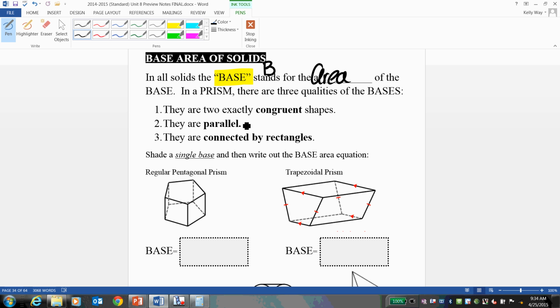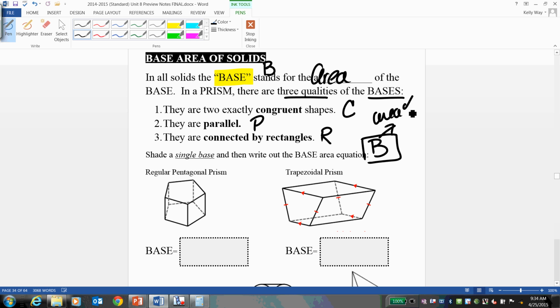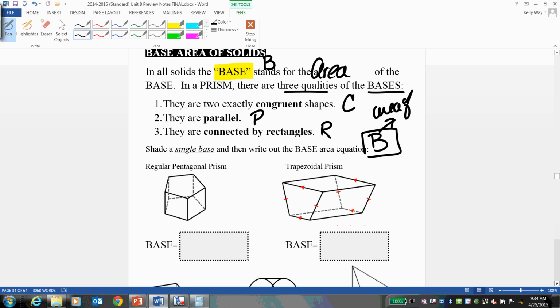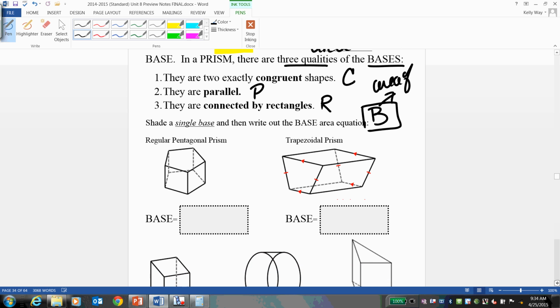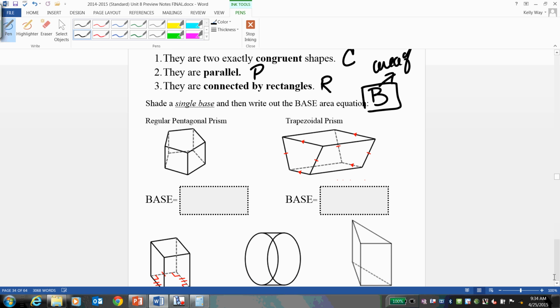So when we work with this, the three qualities of the bases, once again, are that they are two exactly congruent shapes. They are parallel, and they're connected by rectangles. Whenever you see capital B in an equation, it must be capital, it means area of, which means if the base shape changes, the area changes. So we're going to recap the area equations you've recently learned.